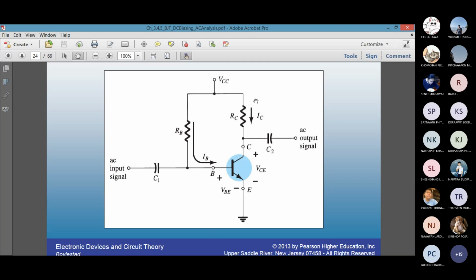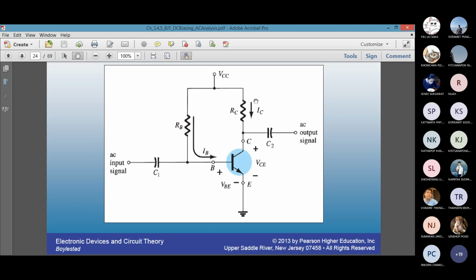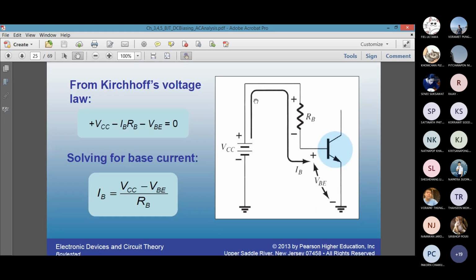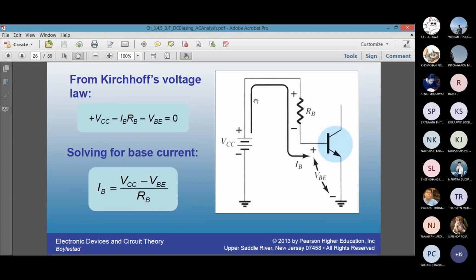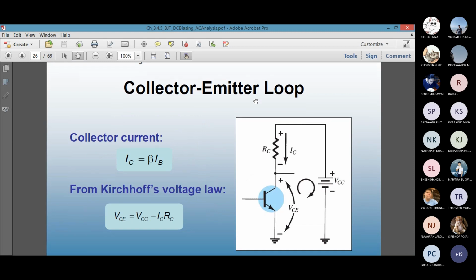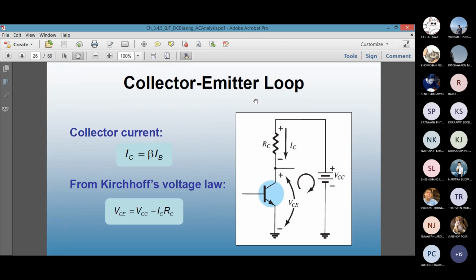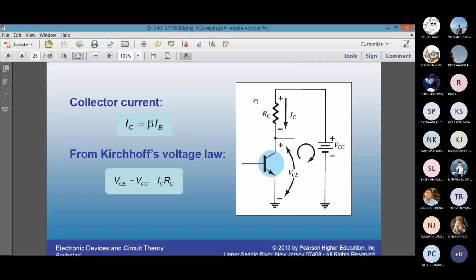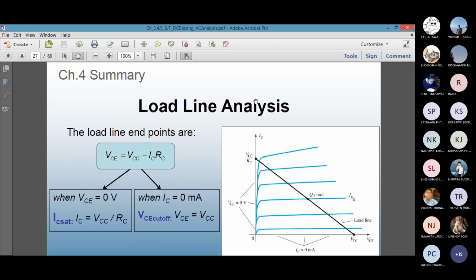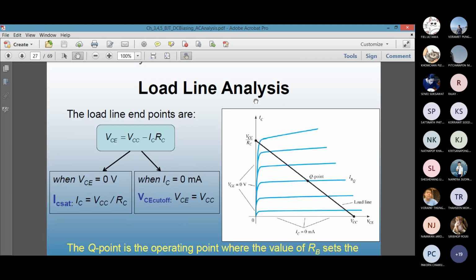And then there are 2 loops, inner loop and outer loop. When you solve the loop, you have the loop equation. You have to find base current. After base current, you can find collector current. And for the load line, you can take the outer loop and find the load line equation. Then you can find the Q point. Some of these problems have to be solved graphically.